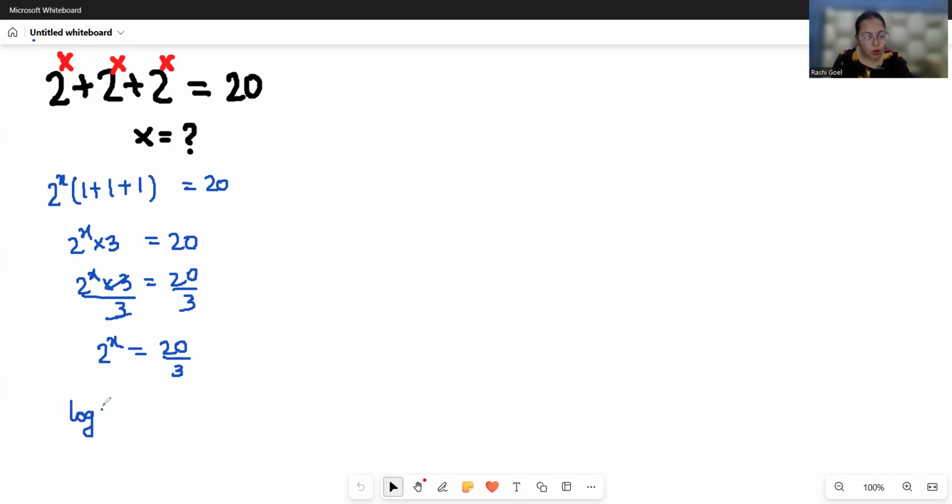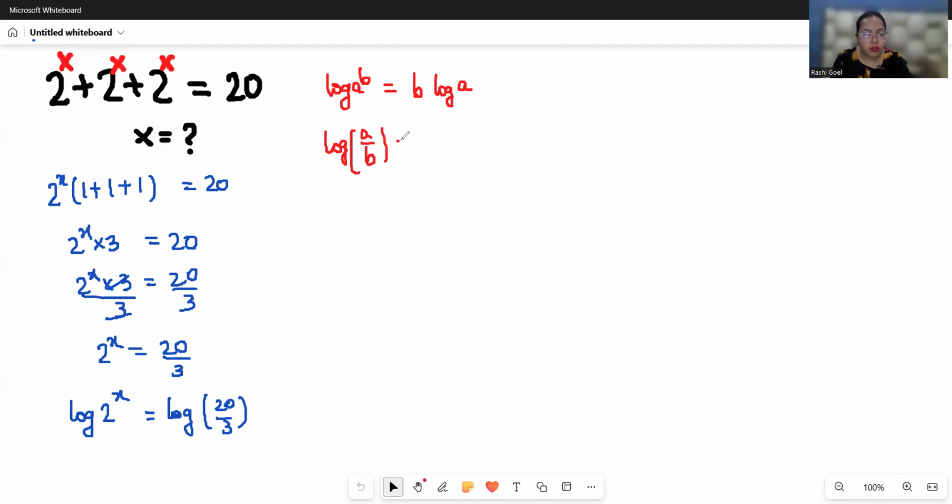Now I am taking log on both sides. So log 2 power x equal log 20 by 3. So I am going to use log property. First, on the left hand side it's log a power b. We can write it as b log a, and log a by b we can write it as log a minus log b. So let's apply both. So it becomes x log 2 equal log 20 minus log 3.